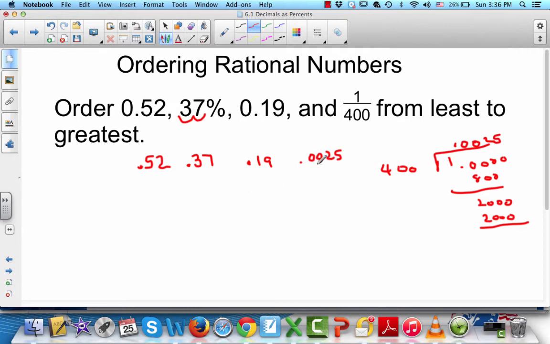Now if I'm putting these in order from least to greatest, this is 0.0025, which is smaller than any of these right here. So that means 1 over 400 goes first. 0.19 is smaller than either of these, so we put 0.19. 0.37 is the next smallest one, and that was 37%. And finally, we've got 0.52. And put my 0 over here. And that's how you do that. Put them all as decimals and then put them in order.